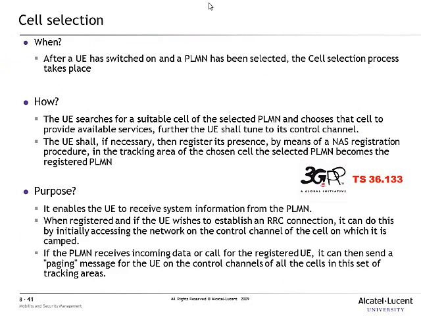Okay, sorry, cell selection is a process by which when you switch on a UE, the mobile has to select the cell on which it's going to camp on. So how does it do it? Well, initially what it does, it searches for a suitable cell of the selected PLMN, okay, and chooses that cell to provide the available services. Now, thereafter, it will tune to the control channel of that particular cell.